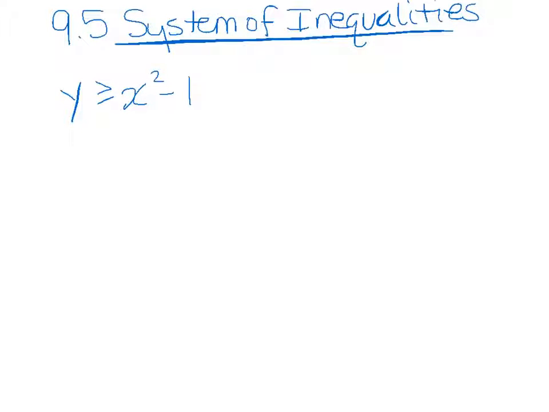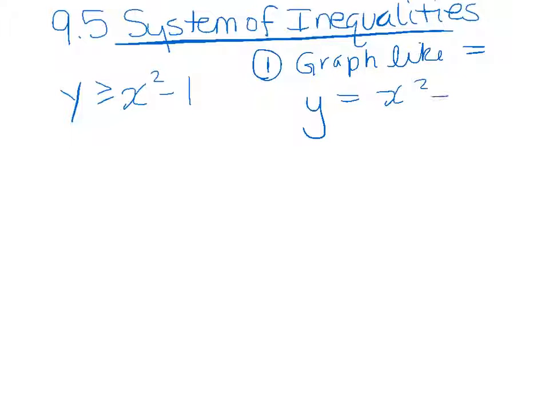Okay, we're going to start chapter 9.5, the system of inequalities, by first graphing some inequalities one at a time. So say we had something like this: y is greater than or equal to x squared minus 1. And the way you start this is you graph it as if it had been an equal sign. So graph it like it had been an equation, y is equal to x squared minus 1.